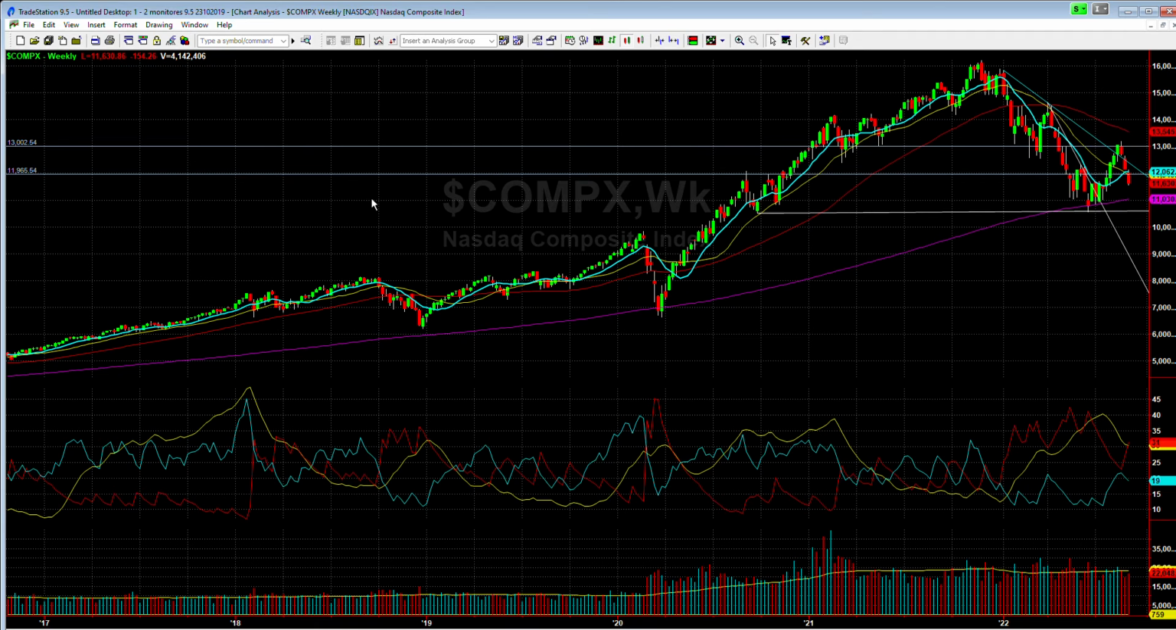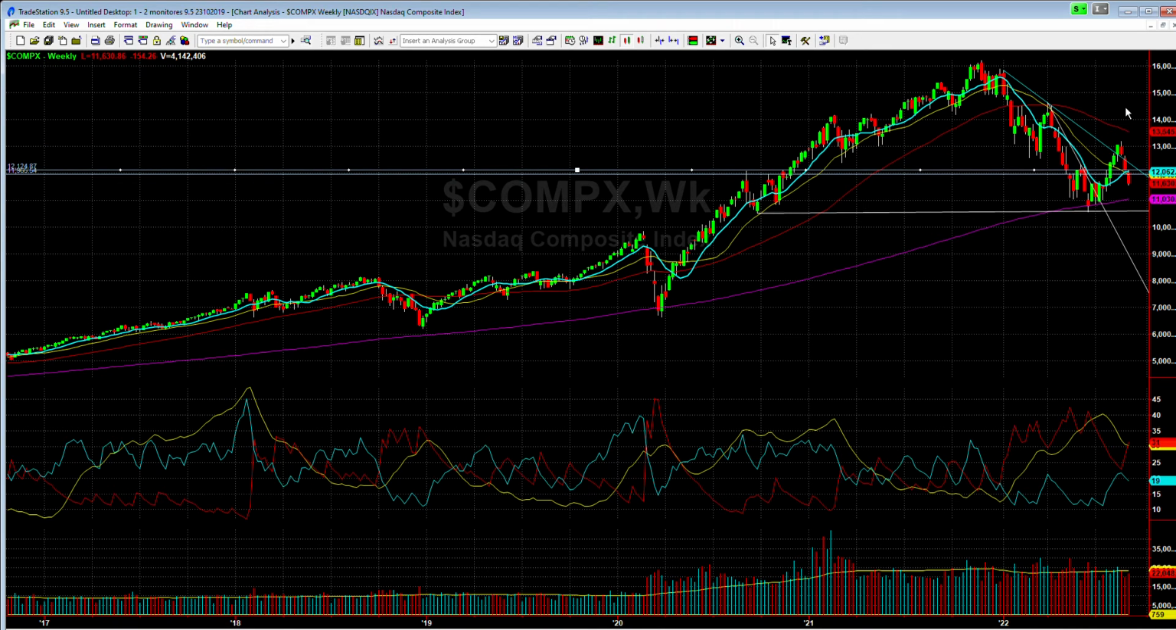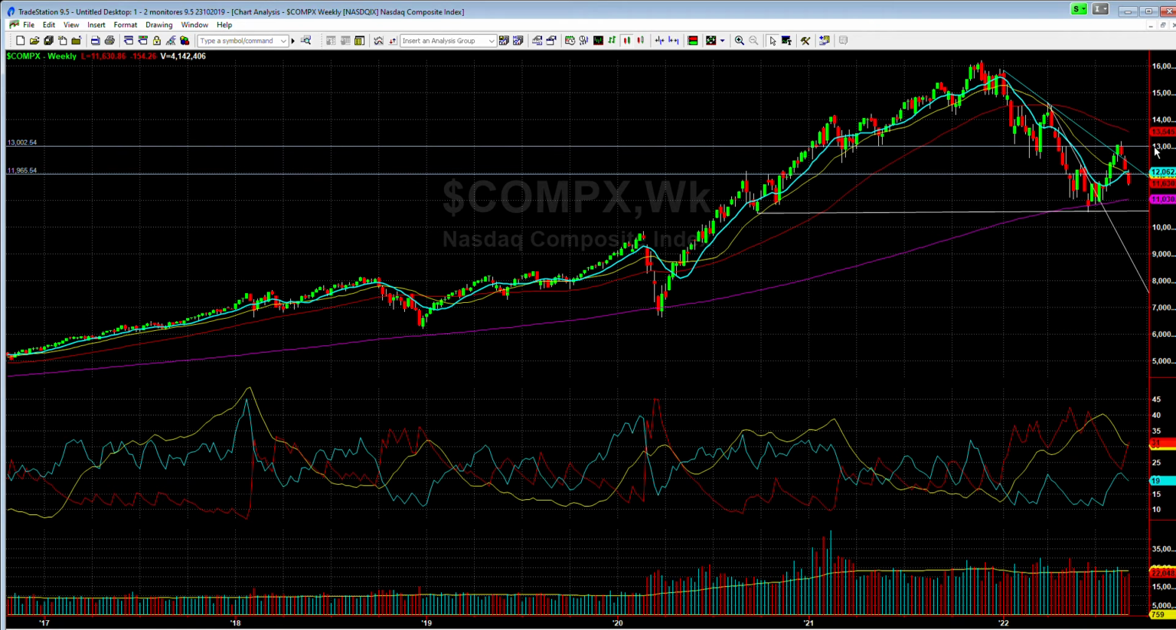At this level, I said 2 weeks ago I would enter a short position here at around 12,700. This is the index, so I would enter a short position in the Qs. Later I will put up the Qs. And look, this short is still valid.